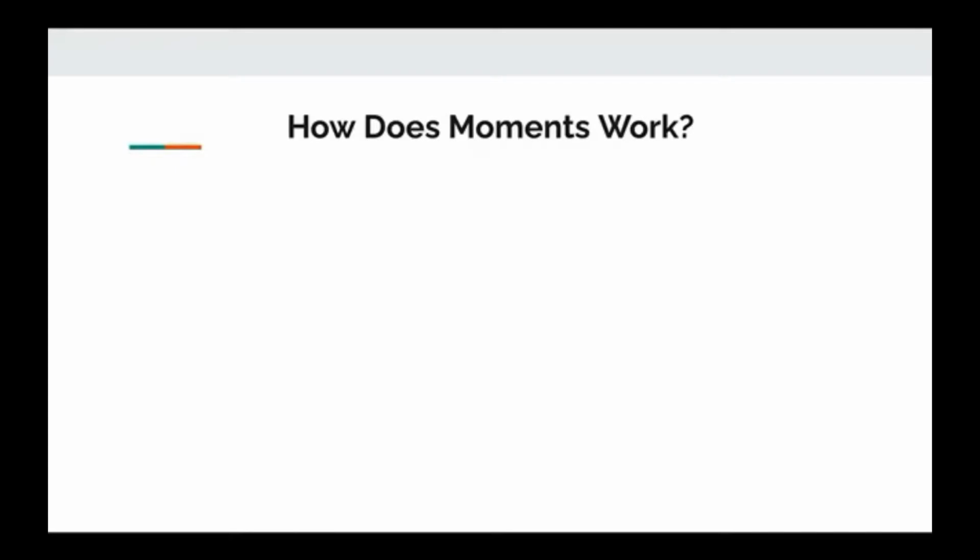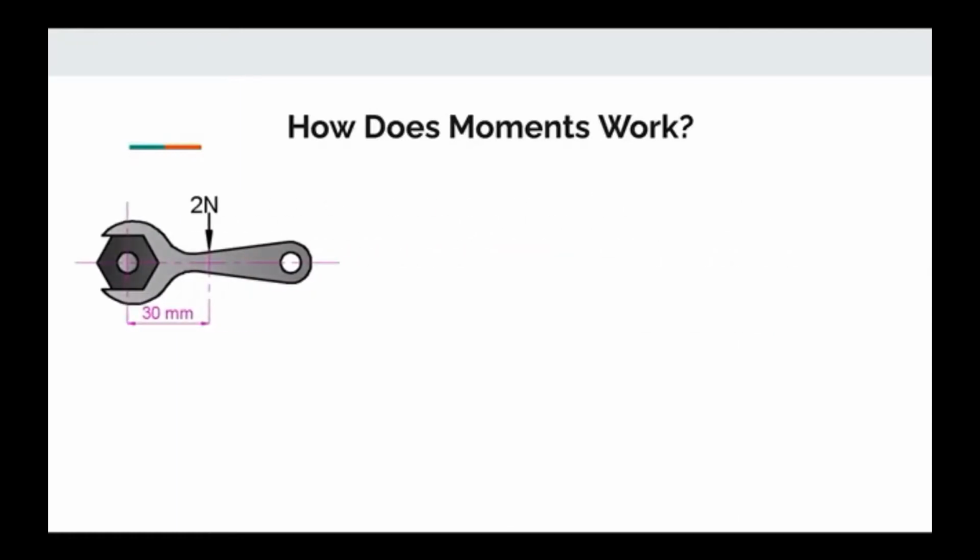Now, how do moments work? Let's present a real life scenario. Let's say I'm attempting to turn this spanner in a clockwise direction, and I'm applying a force of 2 newtons at a distance of 30 millimeters away from the pivot point. I can determine the moment of this force from that point. Let's say we needed a moment of 120 Newton millimeters in order to turn the spanner. Let's see if I can achieve this by applying this force at that particular distance.